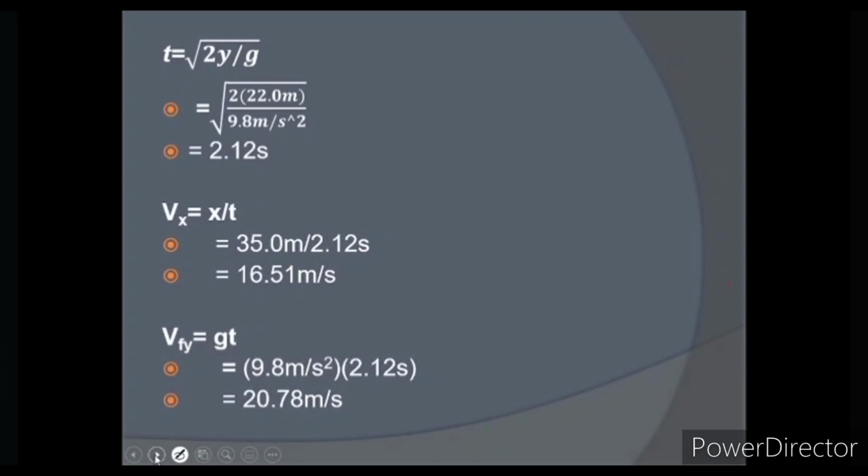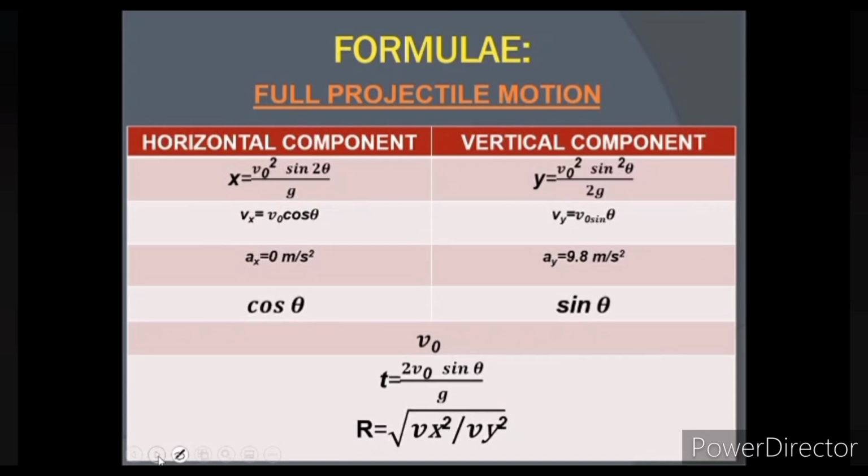Next, we have here the full projectile motion. What is our indicator for full projectile motion? When we see a theta or an angle. When we see an angle in the given of a projectile motion problem, it is automatically a full projectile motion.